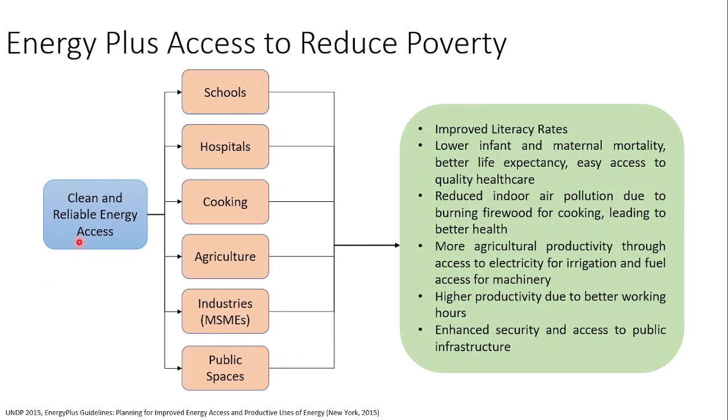Then if you provide energy access to agriculture, then obviously you will have more agricultural productivity, because you can use it for irrigation and fuel access for machinery, like you have tractors and all. And if you have clean fuels, like of course diesel is not a clean fuel, but if you have access to fuels, then you can use this machinery, and then you can have better agricultural productivity.